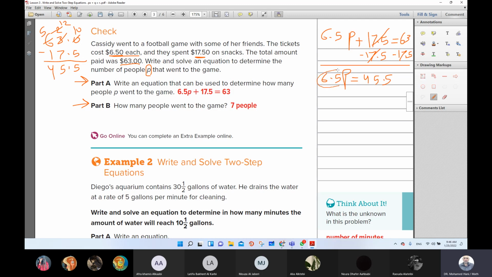Then try to remove the coefficient. So divide the two sides by the coefficient. Divide here by 6.5 and divide here by 6.5. 6.5 divided by 6.5 remains b, equal 45.5 divided by 6.5 will be 7. So we have 7 people.